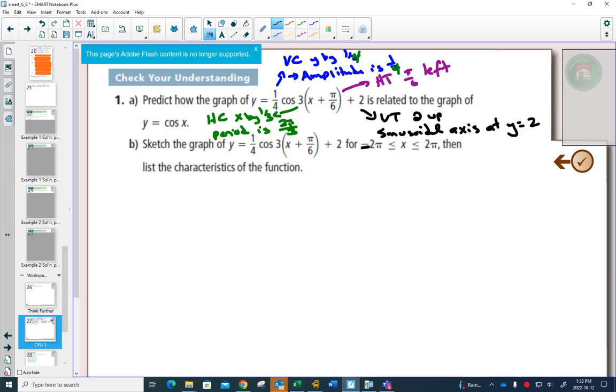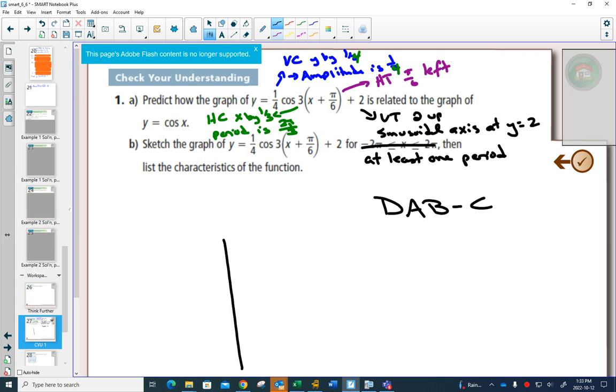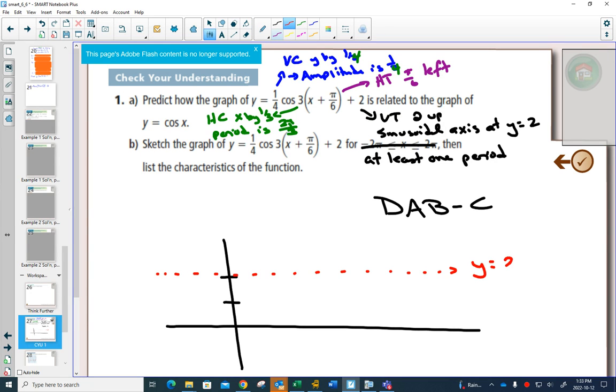Now I'm going to get you to put a line through this. Because when I ask you this question on a quiz or a test, I will get you to sketch something for at least one period. So how do we go about sketching this? We're going to use the shortcut, the DAVC. What does that mean? We start with our sinusoidal axis, which is at y equals 2.